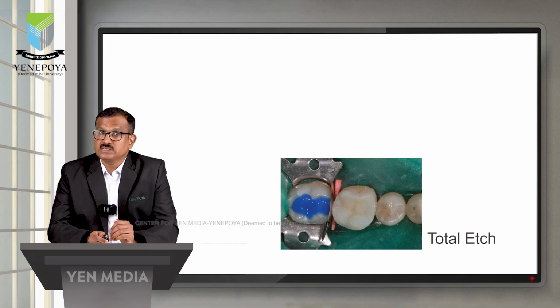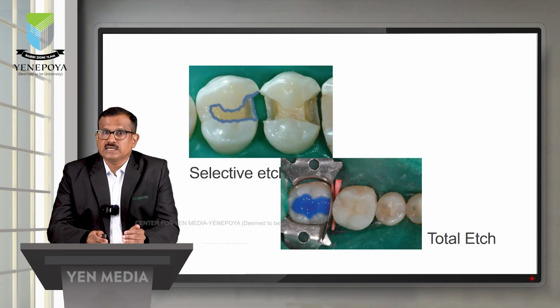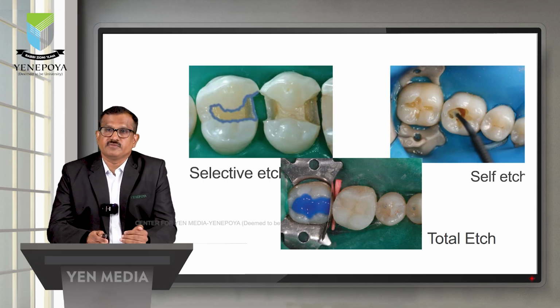So coming to the etching, I will be explaining about etching procedures: total etch, selective etch and self etch. These are the three types we have. Selective etch is nothing but selectively etching the enamel. With any etching procedure, it is better to understand that enamel and dentine are two different substrates. Enamel is more inorganic, so we can say it is harder. So what we have to do is etch it for longer time.